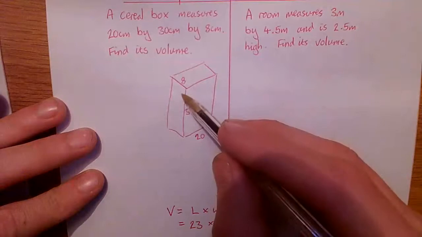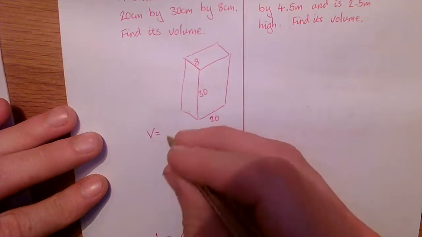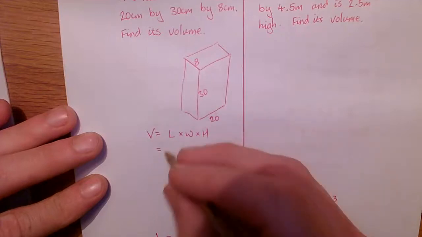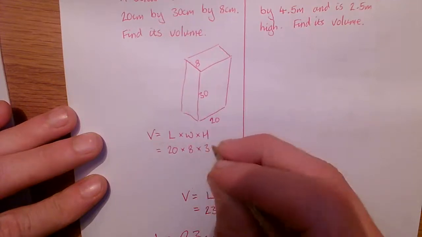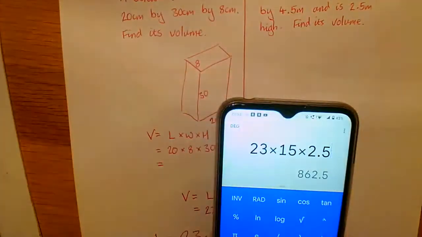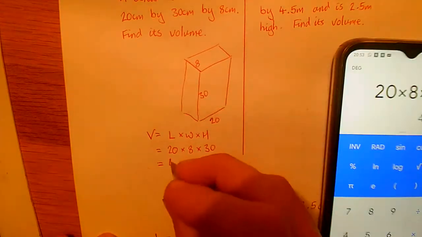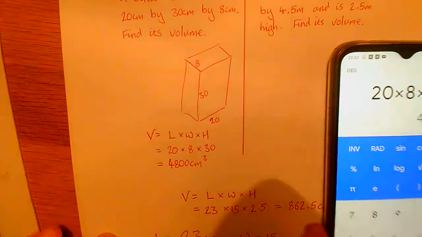So here's my length, my height, and my width. And I'm asked to find its volume. So we want to do our normal formula: length times width times height. Length is 20, width is 8, height is 30. And with that, we can start calculating. So here goes. Oh, clear the last one. 20 times 8 times 30. So we get a volume of 4,800, and everything was in centimeters cubed.